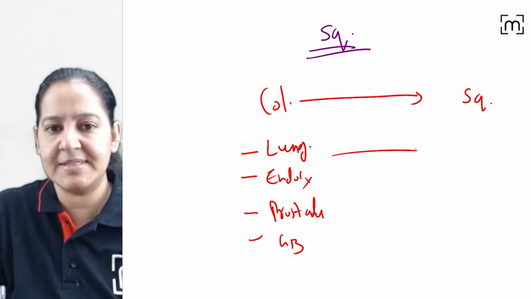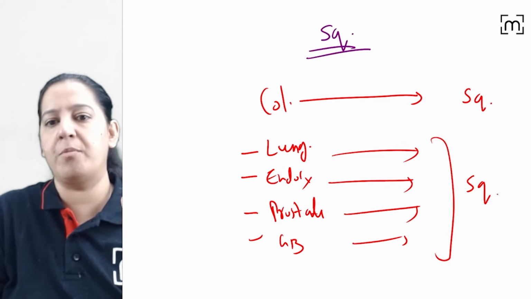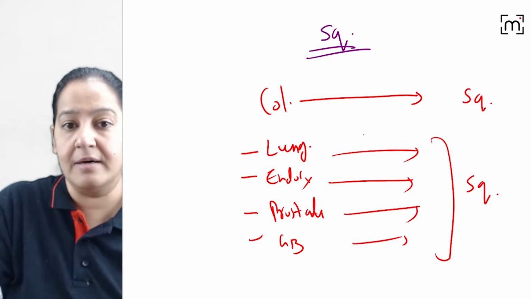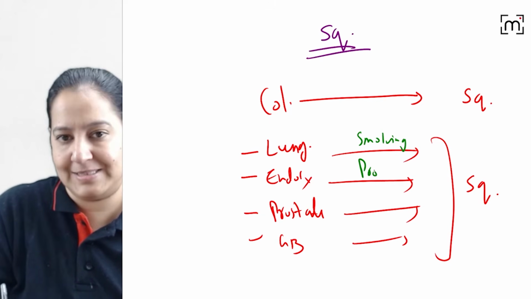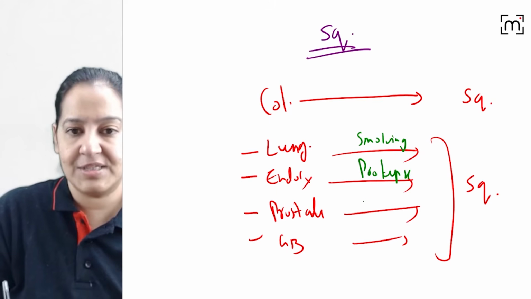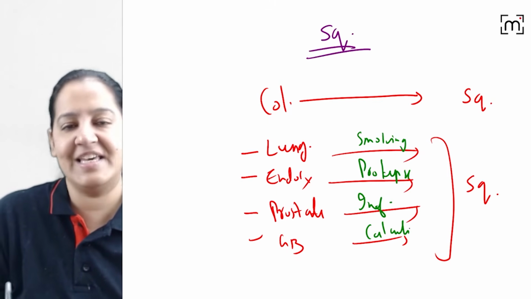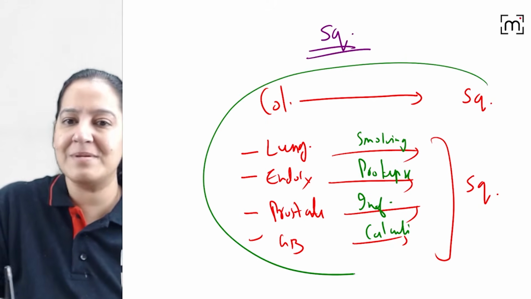Can you tell me the stress in each of them, so that they got converted from columnar to squamous metaplasia? Can you tell me the name of the stress? In the lung, the stress is smoking. In endocervix, the stress is the prolapse of uterus. In prostate, the stress is the inflammation. And in gallbladder, it is calculi, lithiasis or stone. So I cannot simplify more than this. These are the examples of squamous metaplasia.